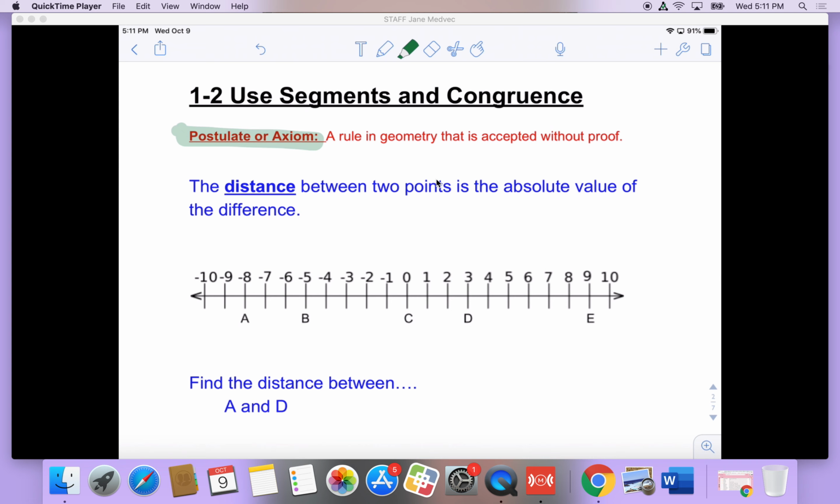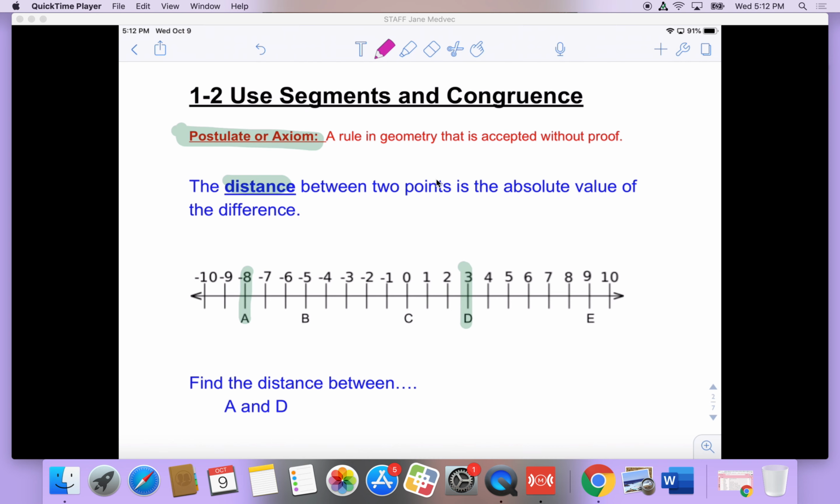The second definition we're going to look at is distance. The distance between 2 points is the absolute value of the difference. And so you can go, well, Mrs. Medvick, I don't understand. If I'm going to go from A to D, why can't I just count it? Well, sometimes they don't have a number line there. And so if you have this formula to use, you don't have to sit and draw it. It actually saves time in the long run.